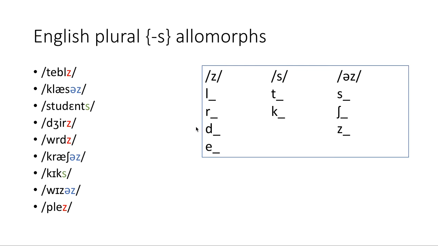So this is a list of the environments in which I find the Z allomorph. This is a list of the environments in which I find the S allomorph, and this is the list of the environments in which I find the iz allomorph. And this is of course not exhaustive. This is just the list coming from this set of words. This is our data, right? And we're trying to figure out patterns in our data.